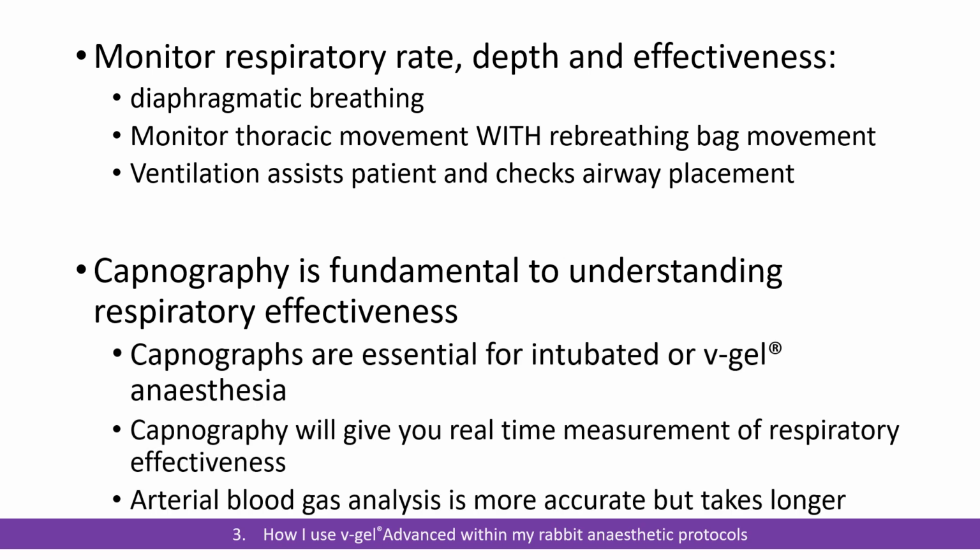Capnography, as we were saying, is fundamental. Whether you're intubating your patient or placing a v-gel, it's giving you real-time measurement. And notice that I'm saying capnography, not capnometry. Capnometry just gives you a number. Capnography gives you a real-time trace of what that CO2 is doing. And with some experience with capnography, you can get a lot of information out of the shape of that trace. It's very, very useful indeed. Arterial blood gas analysis is a little more accurate than a capnograph, but it takes longer, it's more expensive equipment, so that's for the more specialist anaesthetists, but it does have value in rabbits.